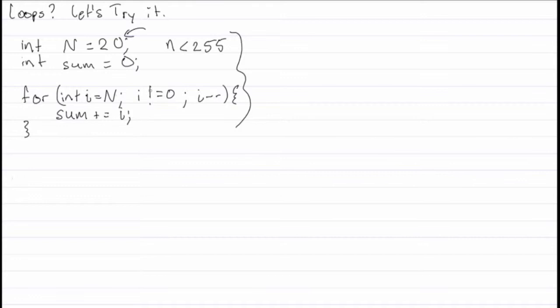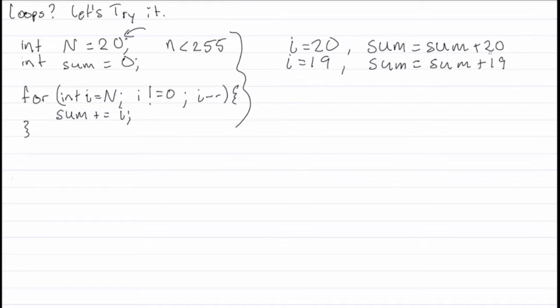You'll see in a second why I've done this, but basically this loop is going to start at I equal to 20. It's going to do sum equals sum plus 20. So the first number in there is 20, because the sum started off at 0. Now it's going to do I equal to 19, and sum equals sum plus 19. That's going to be 39 because it's adding 20 to 19. And it's just going to keep on going until I equals 0, and that's when it stops.